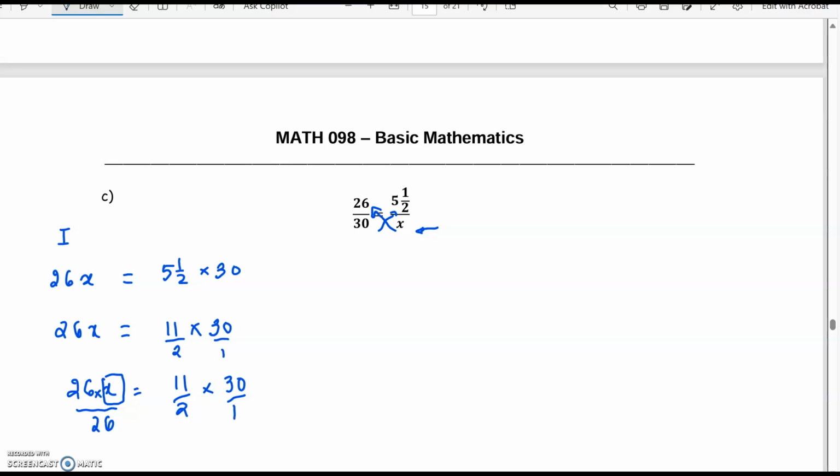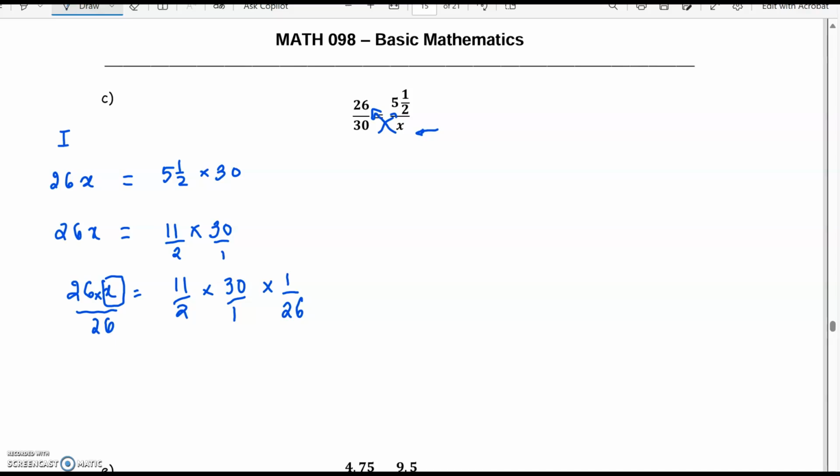And now, remember we are dividing both sides by 26. So make sure that the 26 is in the denominator. You can put it anywhere in the denominator as long as you're multiplying it with any number in the denominator of the right hand side. Now another way of looking at this is, let's say we have 26x and we are dividing by 26. That's equal to 11 over 2 times 30 over 1, and we're going to divide by 26.